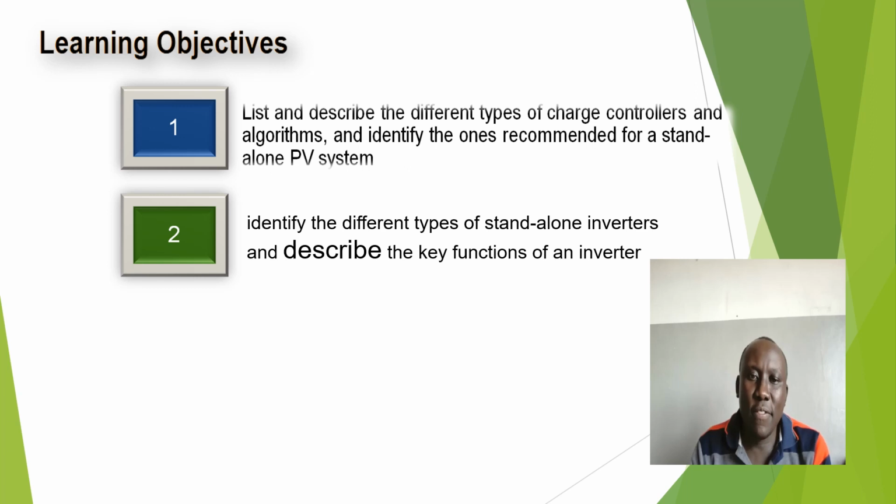The learning objective: the learner at the end of this should be able to list and describe the different types of charge controllers and algorithms, and identify the one recommended for a standalone PV. Also, you should be able to differentiate types of standalone inverters and describe the key function of an inverter.